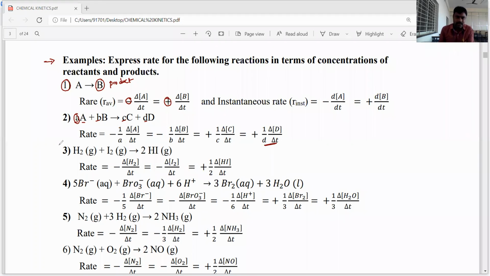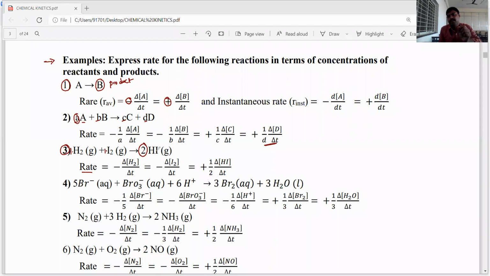Now we'll discuss an example equation: H2 plus I2 is converted into 2HI. For this equation, we have to express the average rate with respect to each reactant and product. The average rate is equal to, with respect to hydrogen, where 1 mole of H2 is present, minus delta H2 by delta T, and with 1 mole of iodine present, equals minus delta I2 by delta T, which equals, since 2 moles of HI are present, plus 1 by 2 into delta HI by delta T, because 2 moles of hydrogen iodide are present.